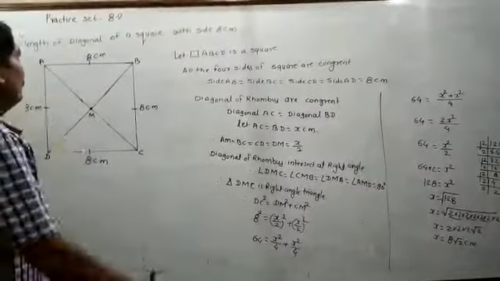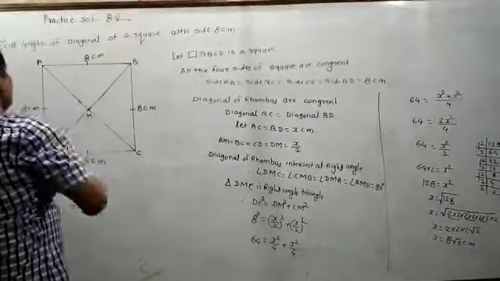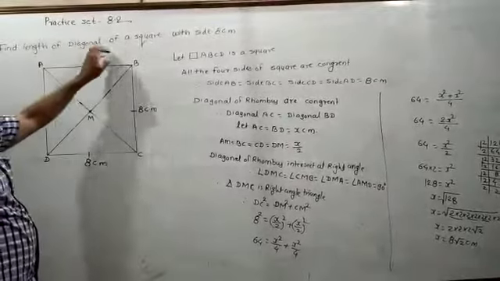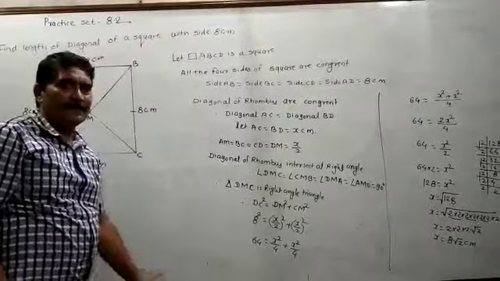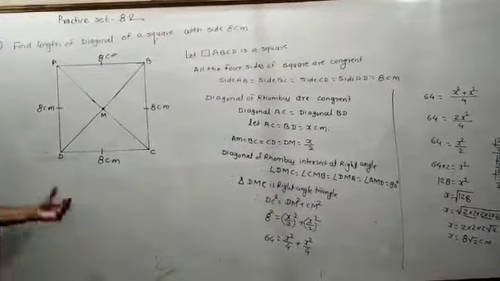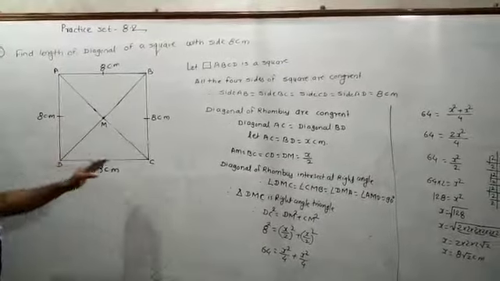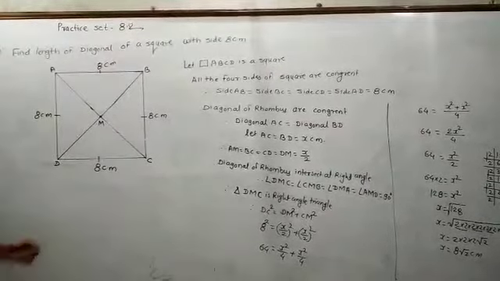Practice set 8.2. Example number 6. Find the length of the diagonal of the square whose side is 8 centimeter. This is the quadrilateral, and this quadrilateral is the square.